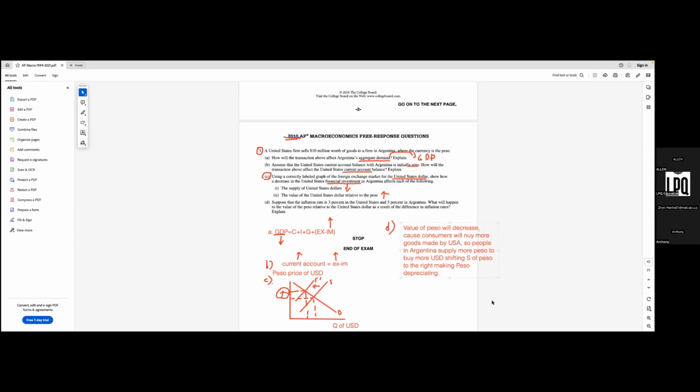Any questions? So practice three writing is also questions about currency. Any questions so far?